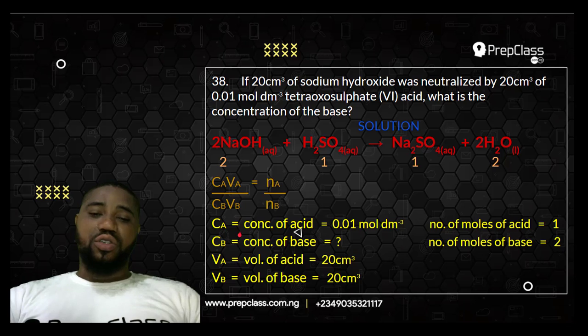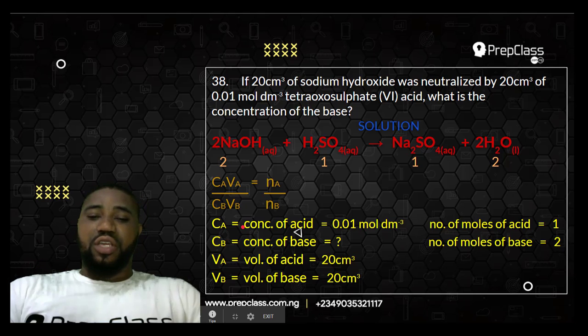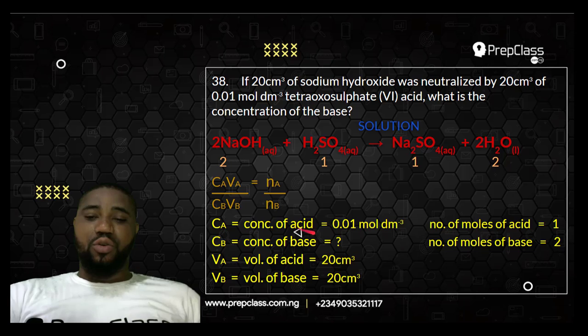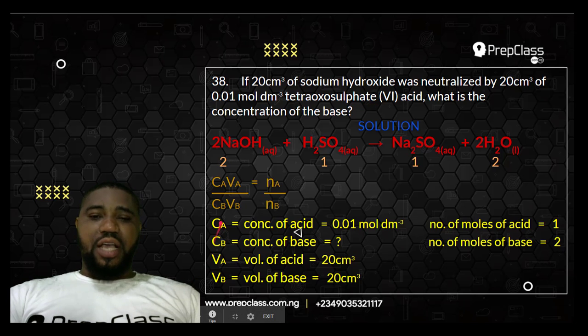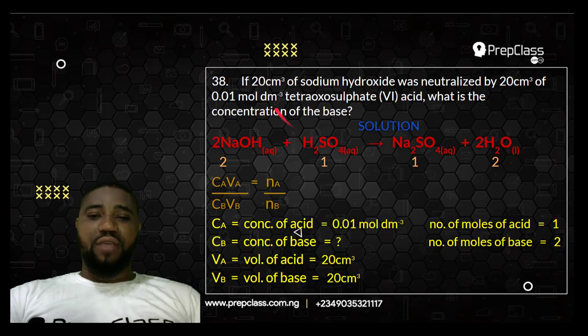What is CA? Concentration of the acid, in moles per dm cube. What is CB? Concentration of the base. What is VA? Volume of the acid used. What is VB? Volume of the base. So you can see that here CA, concentration of the acid, is 0.01, because they've told you this tetraoxosulphate(VI) acid is 0.01. Concentration of the base is unknown. That is what they ask us to find, the concentration of the base.